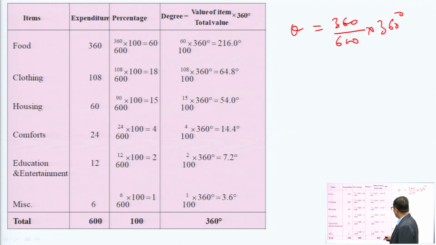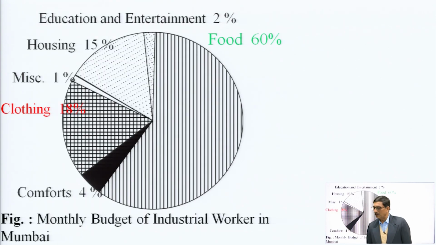So, first we find all these angles, and then we draw the circle of appropriate radius, and with the help of protractor we draw the angles for each sector, and this is the pie chart.